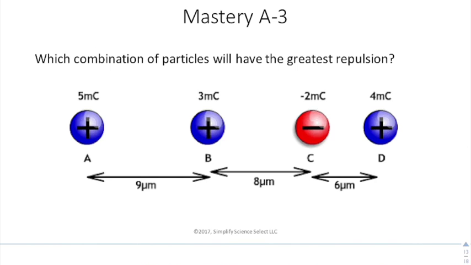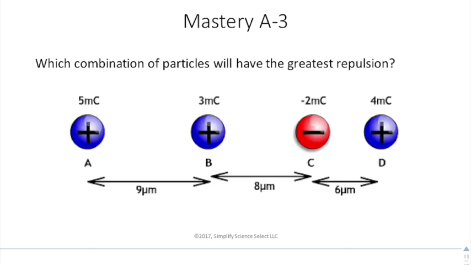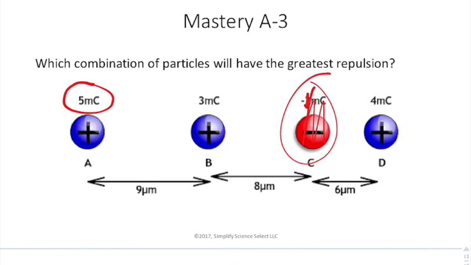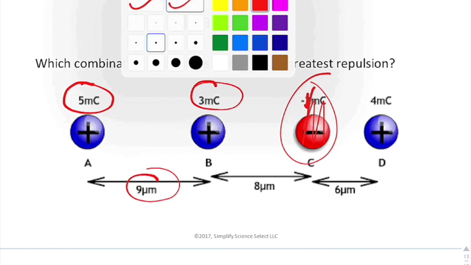Next, it says which combination of particles will have the greatest repulsion? And you have numbers here. What combination of numbers is going to give you the most repulsion? The first thing you can do is rule out any of the ones that involve the negative charge. The negative charge is going to have an attraction, so you can rule that out and say that particle is irrelevant. Now if you look at this, you have a 5 and a 3 that are separated by 9.